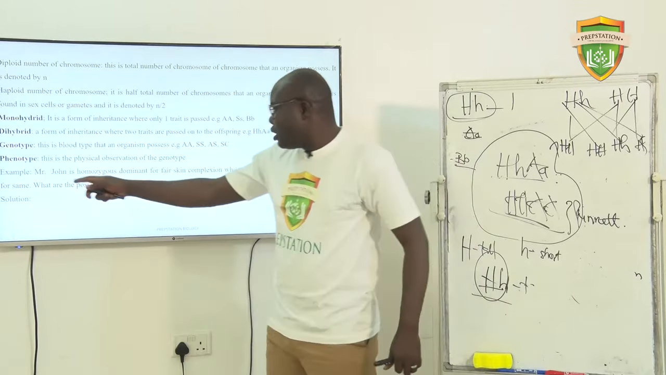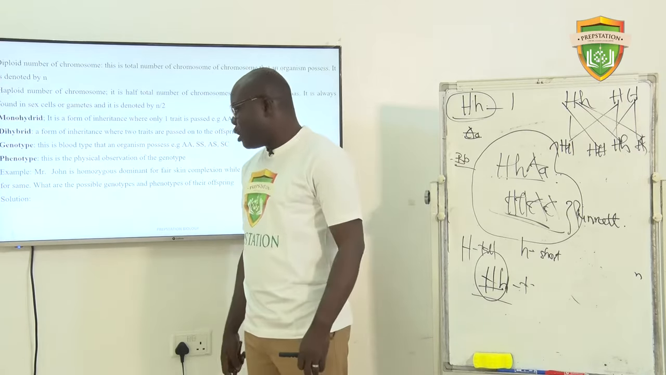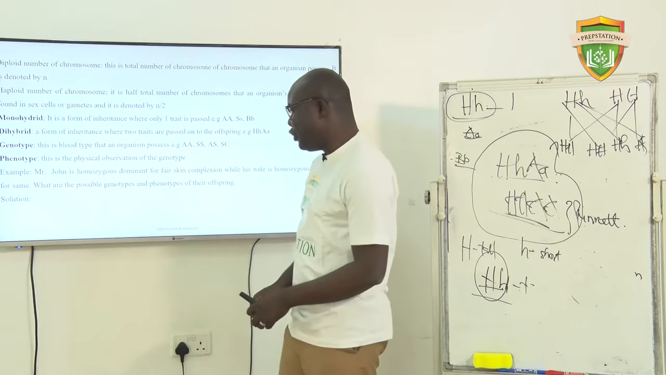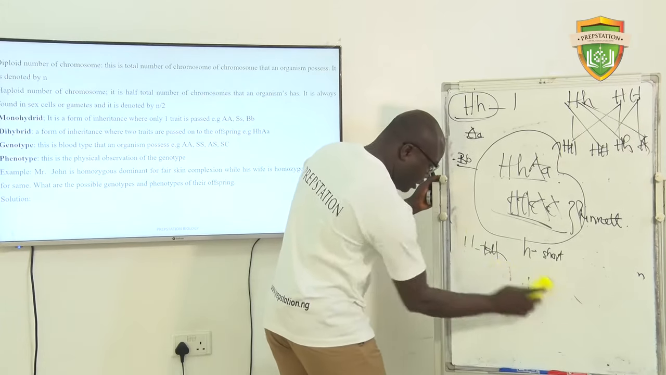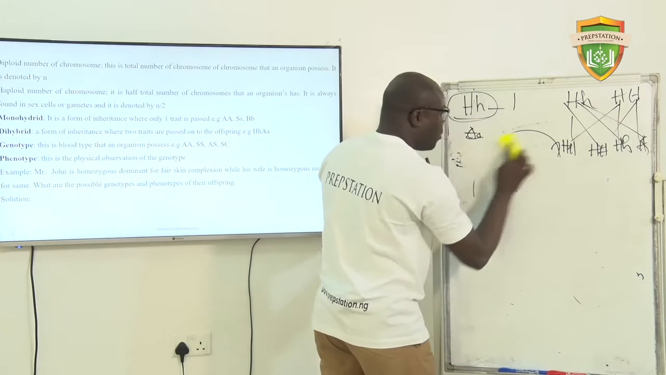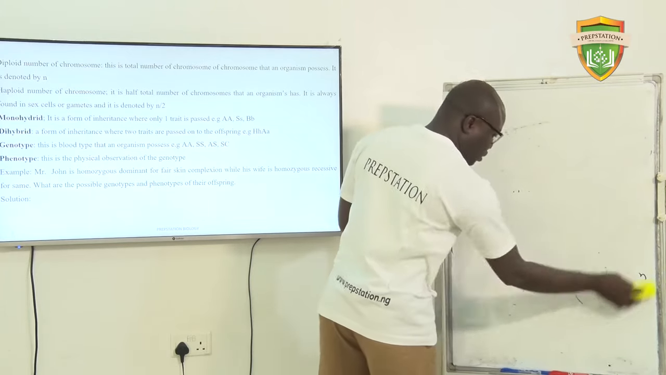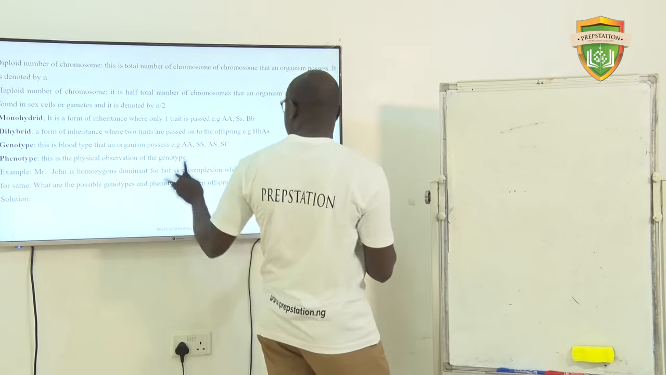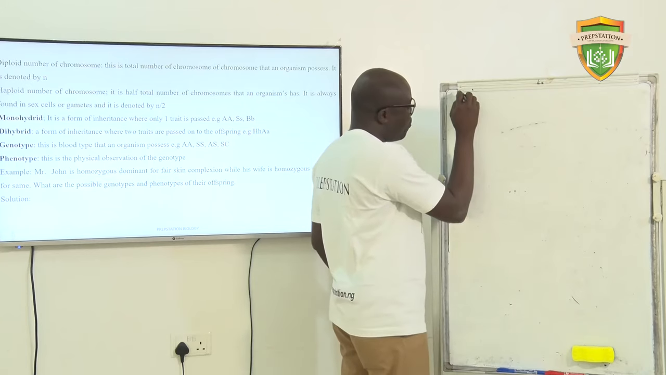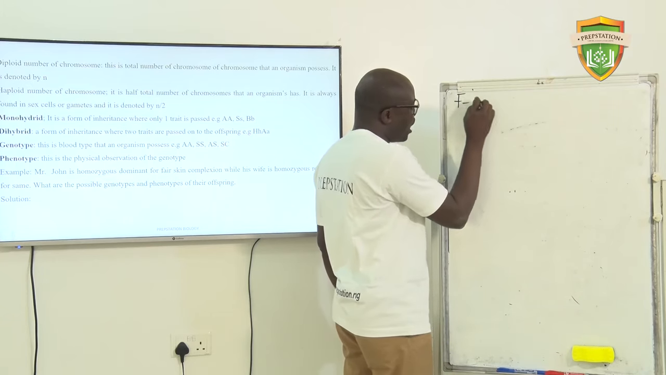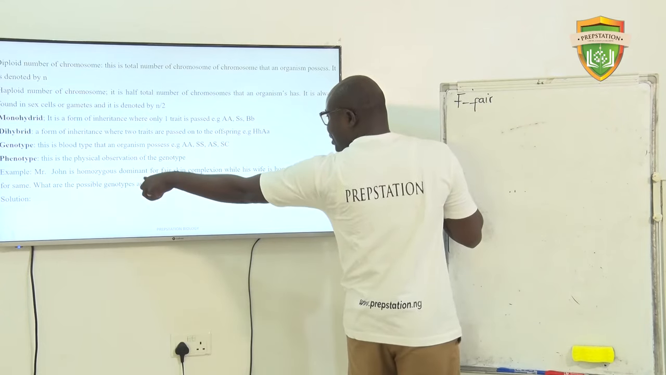Okay, now this is the physical observation of genotype. I gave an example. I think we need to do something here. Mr. John is homozygous dominant. Please stay with me. At this stage, you should be able to interpret some questions, because JAMB would give you interpretation questions. Mr. John is homozygous dominant for fair skin. What do we use for fair skin? Any alphabet will do. Let's use capital F for fair, right?